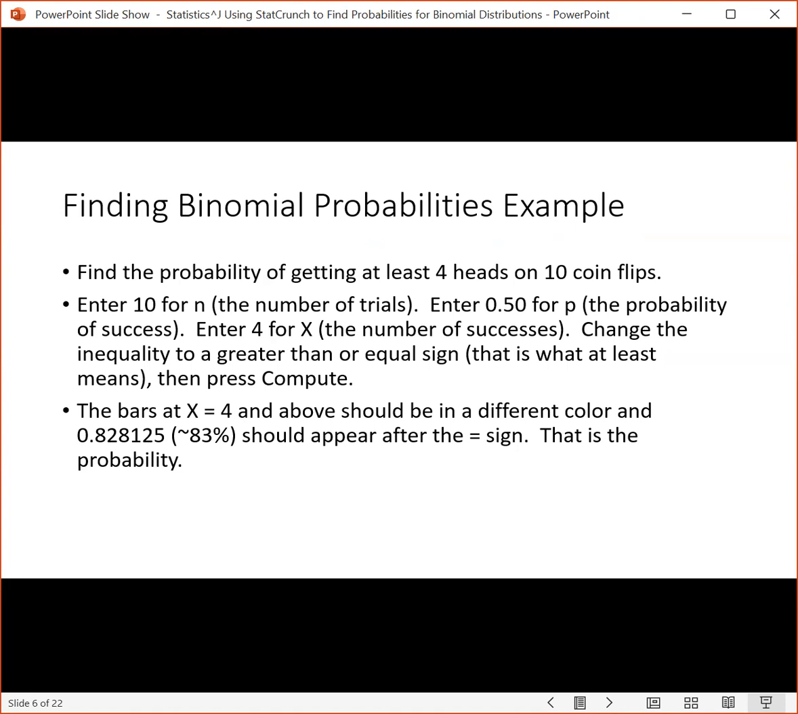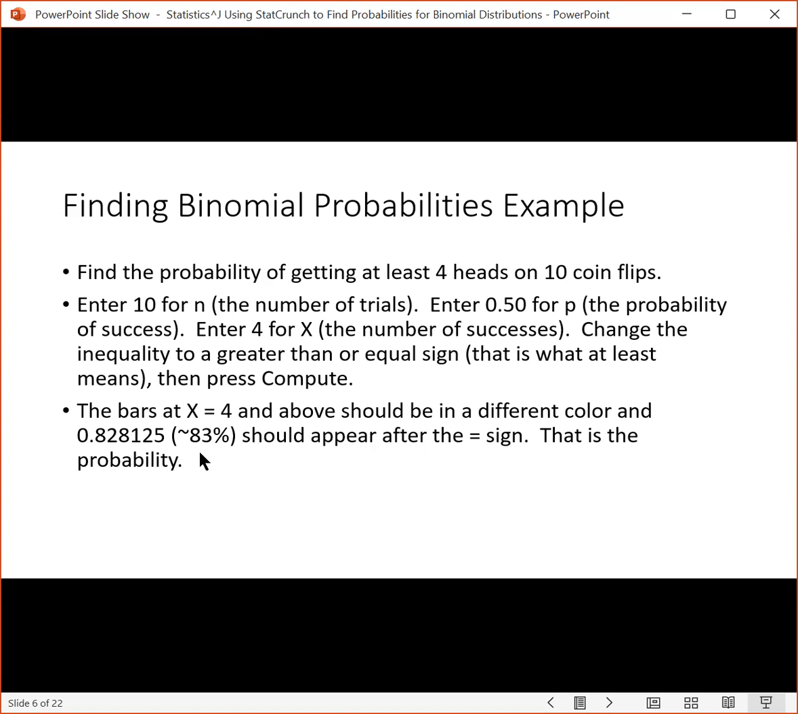However, this time we're doing at least, which is not the same thing as exact. So we want at least 4 heads. If you had 4 heads, that does meet the at least requirement. 5 heads also does, 6 heads does, 7 heads, and so on. So you want to change the inequality to be greater than or equal to. That is what at least means, and then press compute.